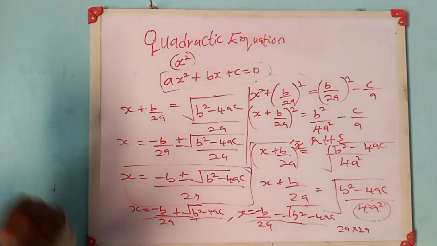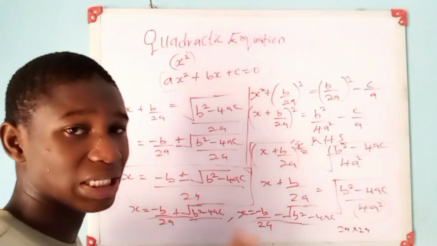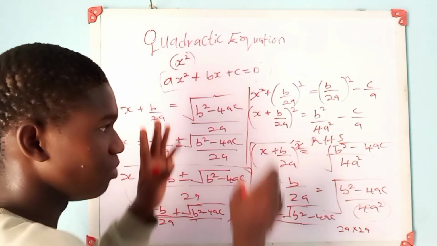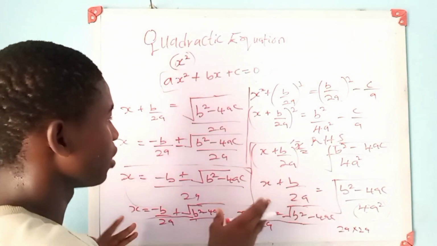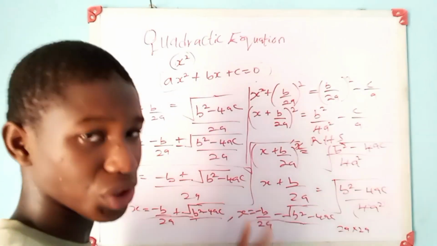So now if you look at what we have here, we are getting what? The two roots that we normally have in a quadratic equation. These are the two roots. So whenever you are solving using completing the square method, this is what you will amount to. So now let's use this formula that we have gotten to solve one question. So let's go.